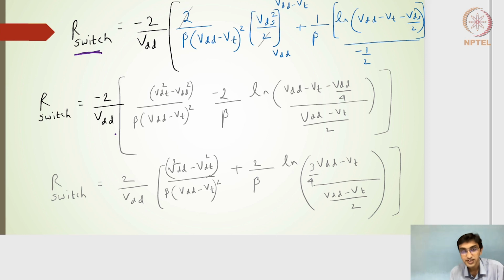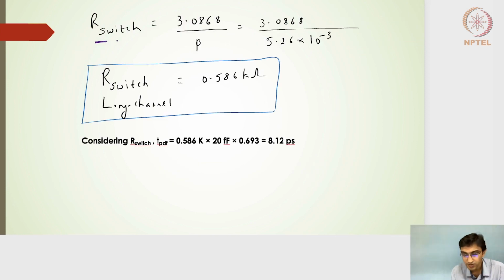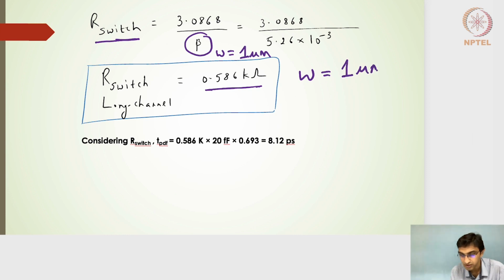So, this particular slide just shows the further steps on finding out the R switching value. So finally, the R switching value turns out to be this 3.0868 divided by beta. This beta is for the W of 1 micron, and 1 micron. So that is what I'll get, 5.26 into 10 raised to minus 3. Eventually I'll get 0.586 kilo ohms, right, for a width of 1 micron in the long channel. So this is my long channel switching resistance.